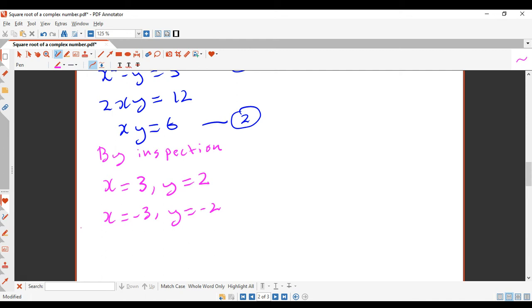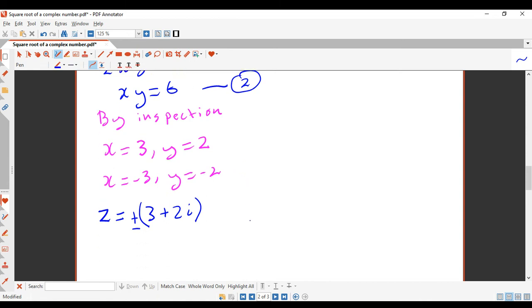All right. So then we've got our answers that we need. And that means z is equal to 3 plus 2i, and we're going to put brackets around that, and we're going to make it plus or minus, because that combines both those answers. So that's the quickest way to do it.